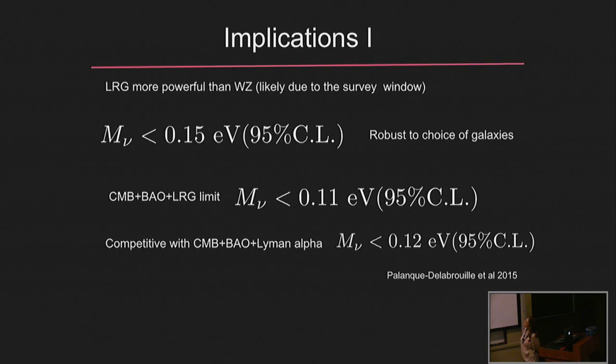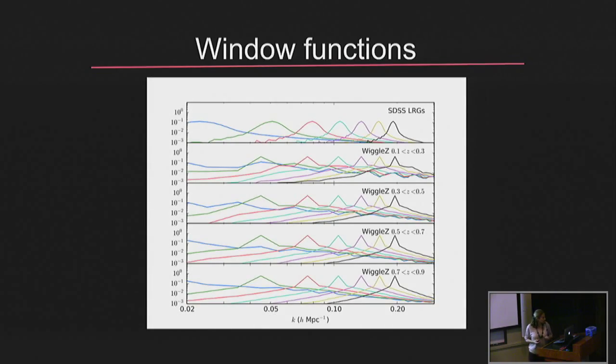So implication. LRGs are more powerful than wiggle Z, and if you just look at the sheer volume of the two surveys, wiggle Z is slightly bigger, so it shouldn't be that way. And this is due to the survey window. For the aficionado, this is a picture of the survey window. For the non-aficionado, let me just explain. Wiggle Z is composed of several different pencil beam-like areas, while SDSS looks at the entire volume in one chunk.